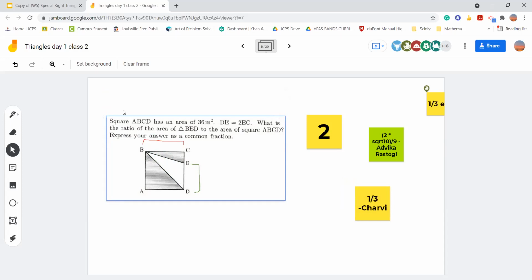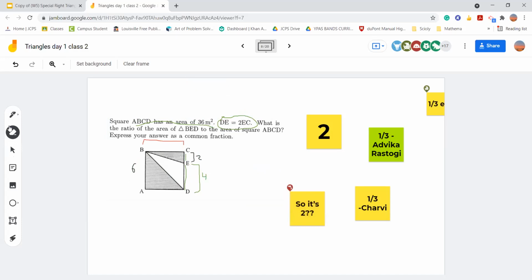So that sounds like a plan. First we need to find ED. Our question gives us that DE equals 2EC. In other words, ED is twice the length of CE. Also, square ABCD has an area of 36, which means that the length of its side is just 6, right? So that means that CE has a length of 2 and DE would have a length of 4, so that ED is twice the length of CE.